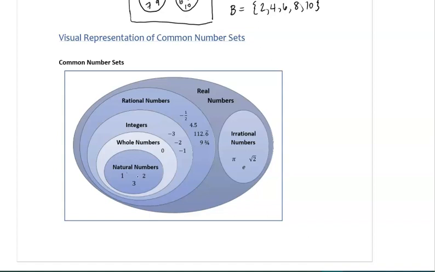And so we can see a visual representation of these different number sets. Again, the numbers here are just examples of values that would belong to those sets. And this concludes section 1.2.